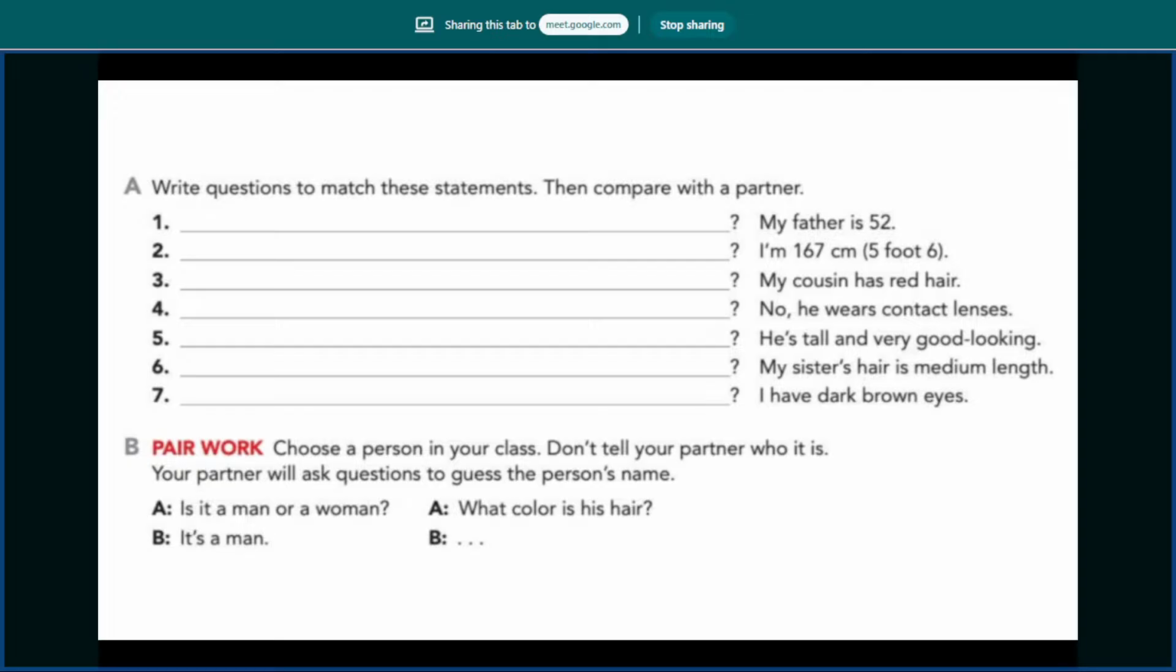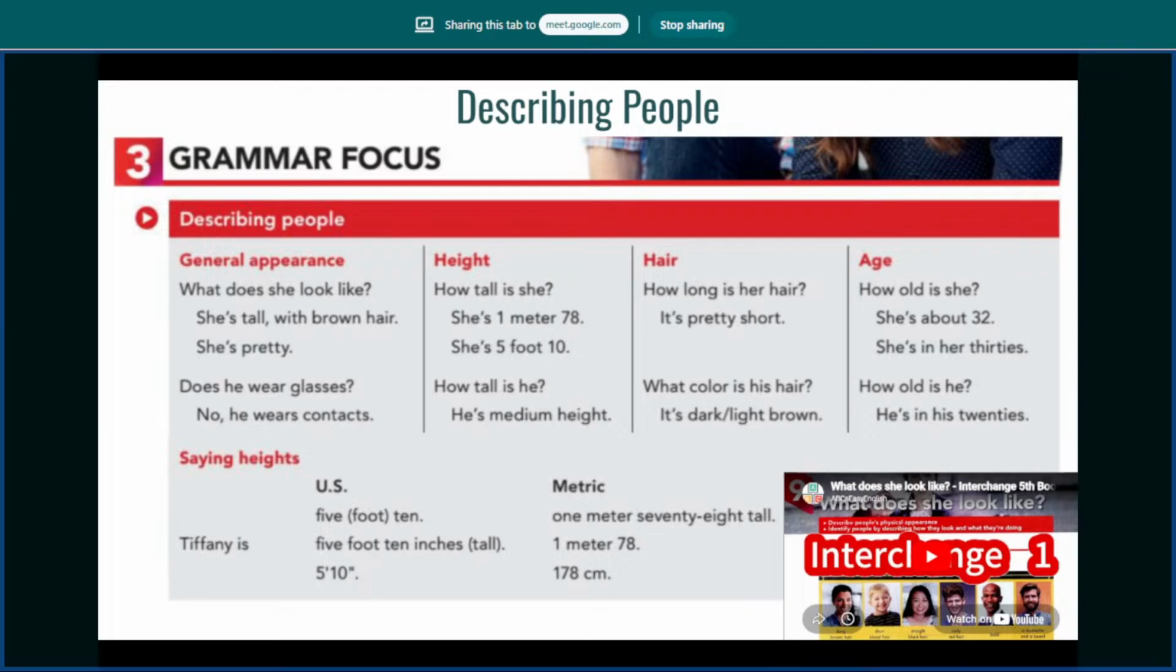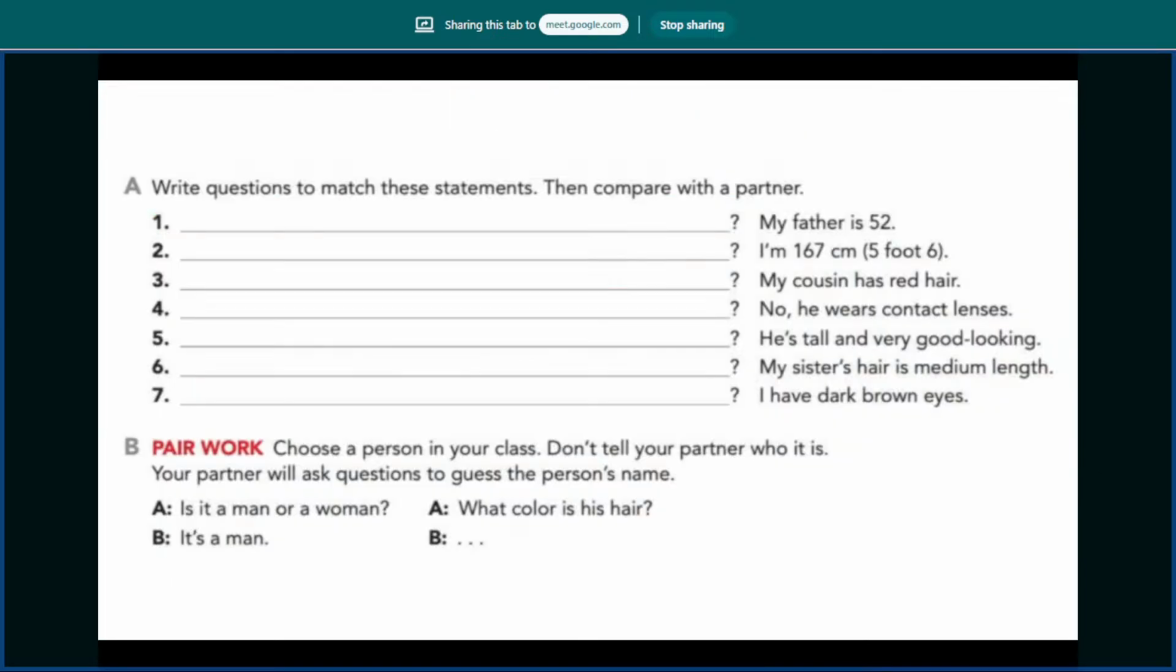Okay. Next, Harish. How is he looking? Wrong. Vishal, what have you written? What does he look like? Very good, correct. And how long your sister's hair? How long is your sister's hair?